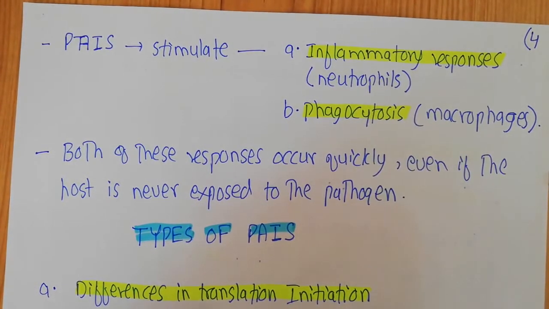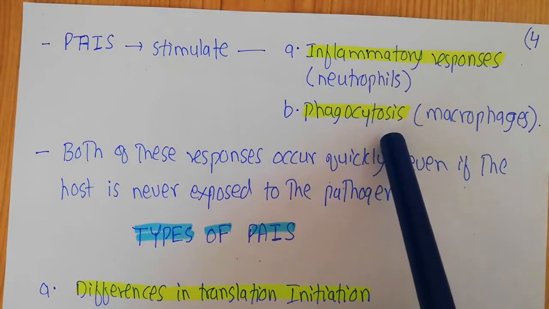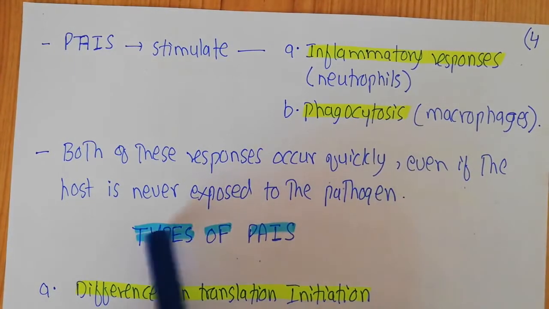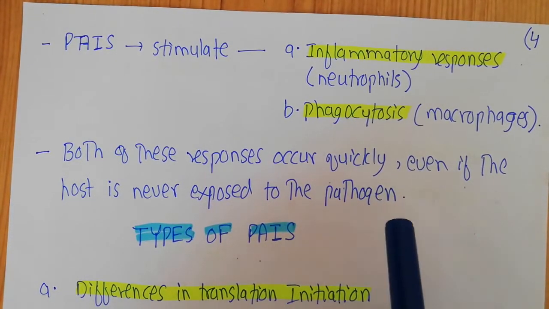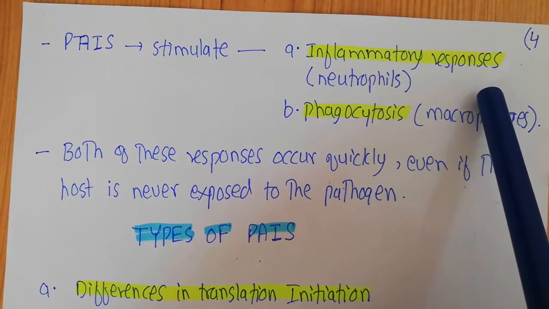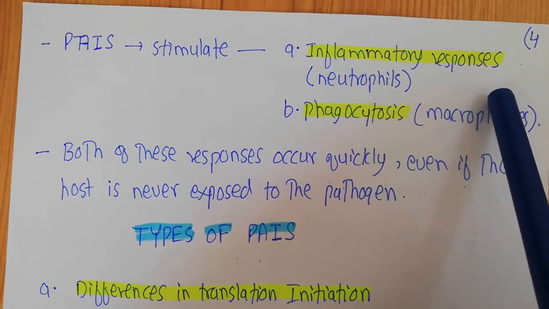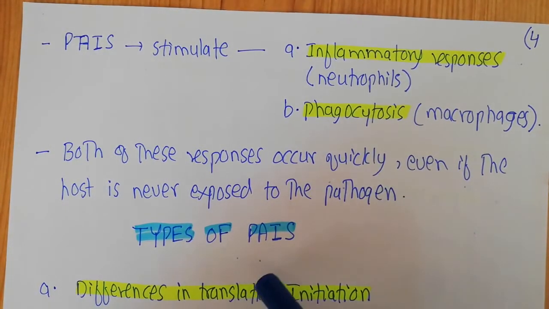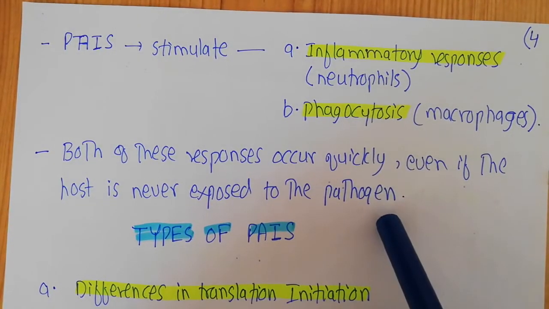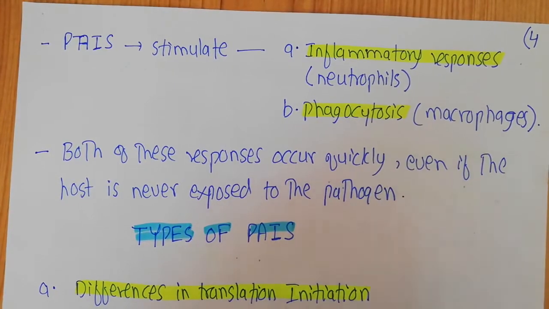Now, both of these responses, whether the inflammatory response or the phagocytic response, occur very quickly even if the host is never exposed to the pathogens, because phagocytosis and the inflammatory responses are part of the innate immune system. That means they can recognize each and every pathogen even if the host is never exposed to that particular pathogen, because the innate immune system is not a specific immune system.